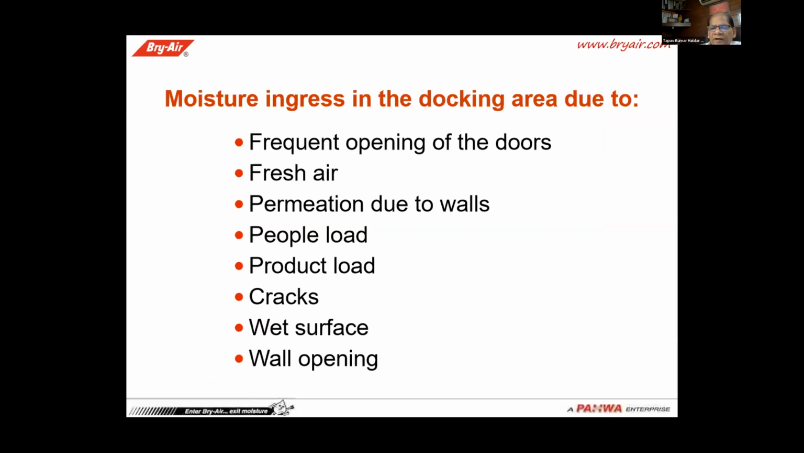Mainly, we have found that when air conditioning is being designed, cold storages nowadays are made of PUF panels of say 120 millimeters or 100 millimeters. So moisture coming from outside to inside through the walls is very minimal. The main source is the door opening. It is from the fresh air. Permeation load is very minimal there. Then there are people load, product load, cracks, wet surfaces, and walls if they are open.